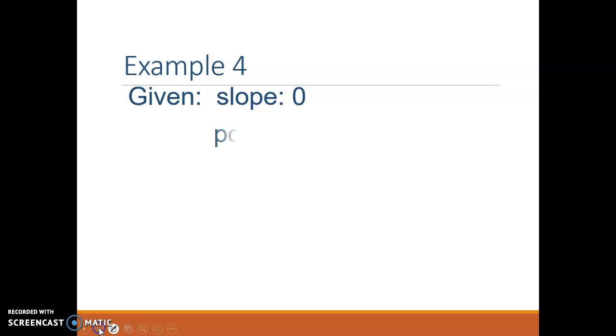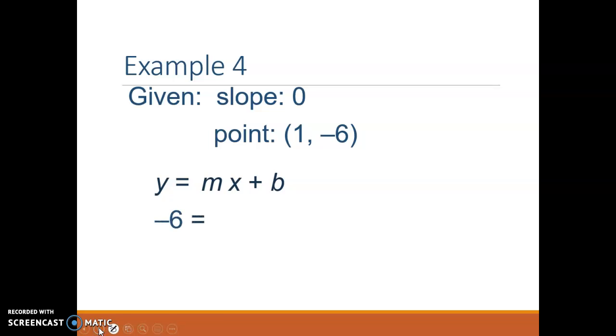In example 4, we're told that our slope is equal to 0 and our point is 1, negative 6. So again, y equals mx plus b. Let's plug in what we know. We know that y is equal to negative 6. Our slope is 0. Our x value is 1, and we're solving for b.